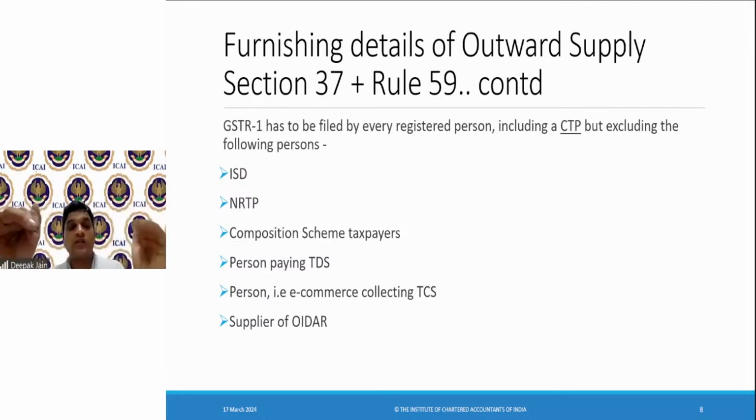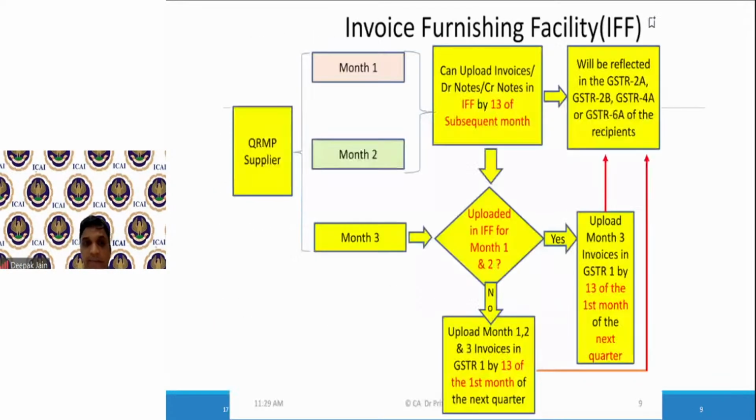So now we know the logic that no one will get credit of a composition scheme taxpayer's tax, so he is not required to file this GSTR1. Okay? So except these 6 people, everybody else has to file the GSTR1. Who are the 6 people? Input service distributor, NRTP, composition scheme taxpayer, person paying TDS, person paying supplier ID. So leaving these 6 people, everybody else, specifically casual taxable person included, has to file GSTR1.